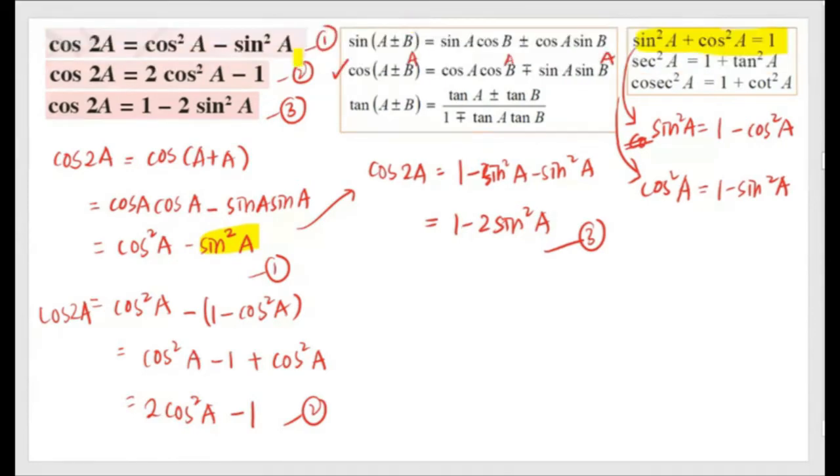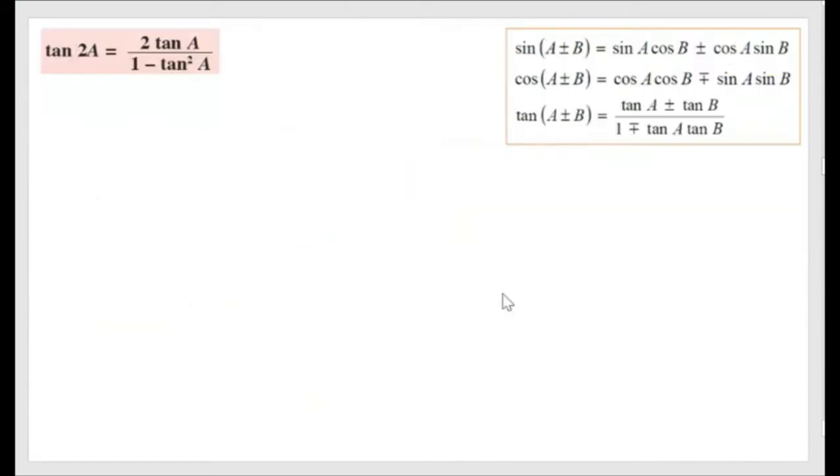So you see this? The first equation, second equation, third equation. This is the double angle formula for cos. Okay, then we continue. Another formula is the tangent 2A. Okay, another double angle, tangent 2A.